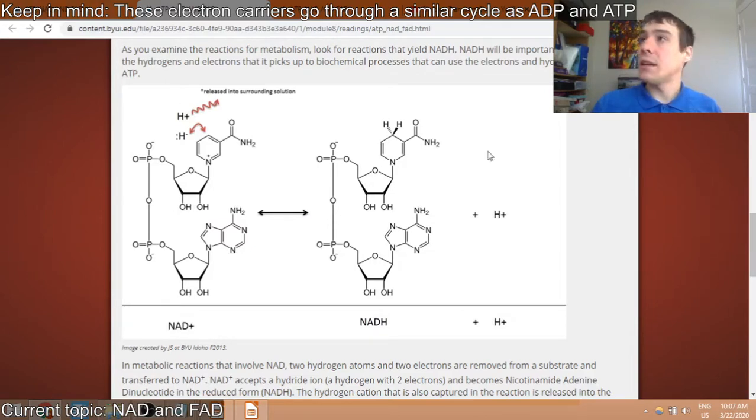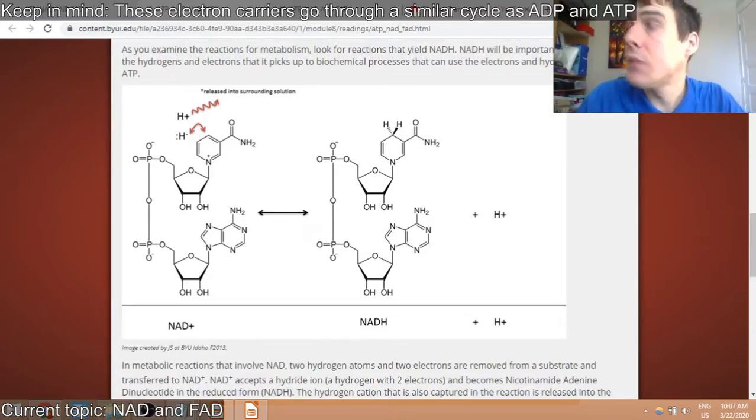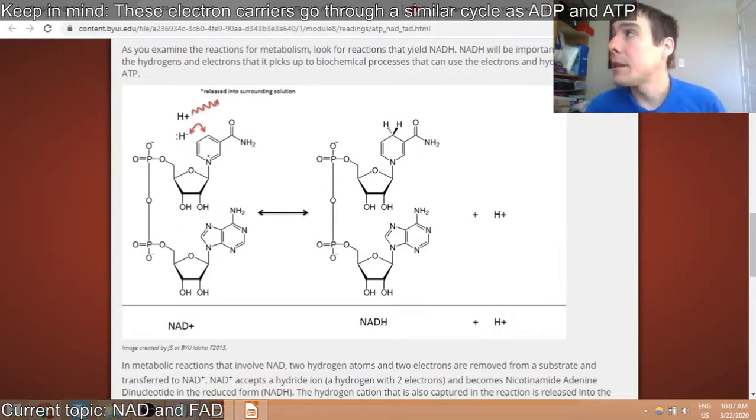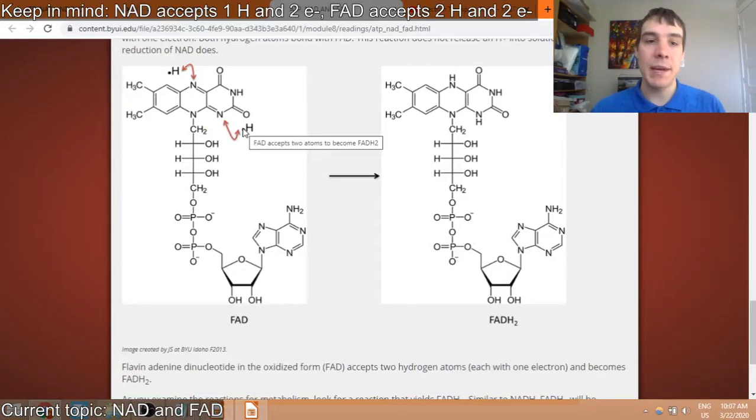So let's change our keep in mind to that. Keep in mind, NAD accepts 1 H and 2 electrons. FAD accepts 2 H and 2 electrons. Right, keep in mind. Which means that the hydrogen that gets accepted by NAD has to have both electrons with it, but the hydrogens that get accepted by FAD have 1 electron each.